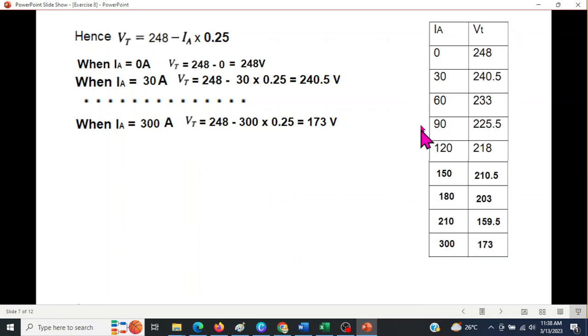This is the table of the output characteristics. We are putting these values that we have assumed, 0 and 30, then 60, 90, 120 up to 300. And here we are writing the voltages calculated. So 248 in the first case, 240.5 in the second case, and the last case 173. So I hope you can calculate all these to form this table.